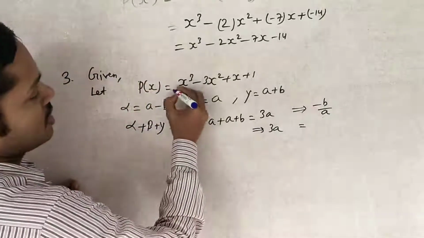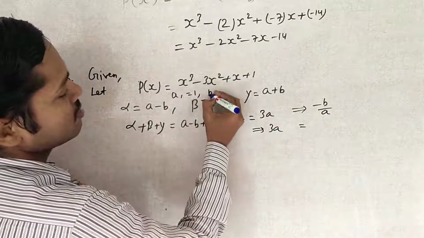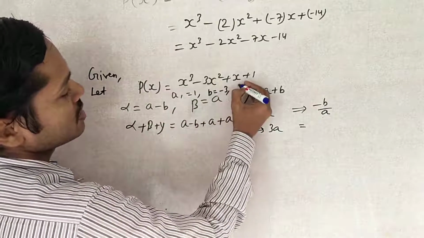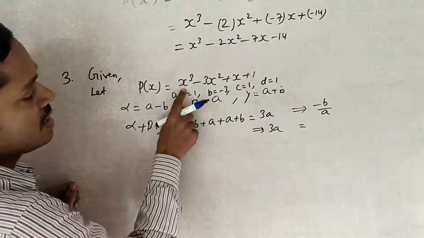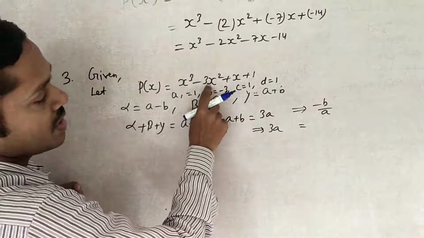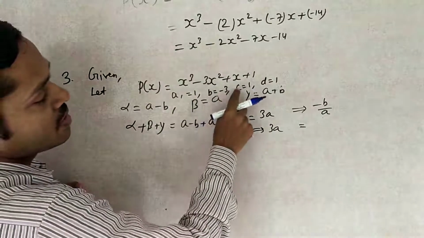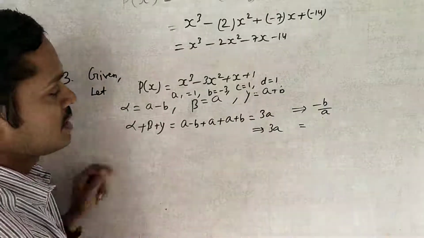Now look at, if we are finding out A is equal to 1, B is equal to minus 3, C is equal to 1, D is equal to 1. All of you know about that. A means coefficient of x cube, B the coefficient of x square, C coefficient of x, D remaining constant. Clear? According to this one.